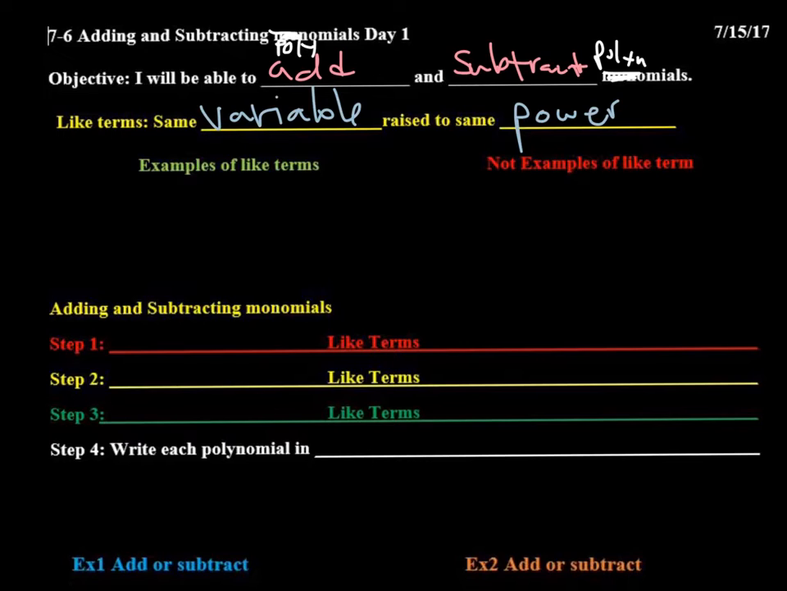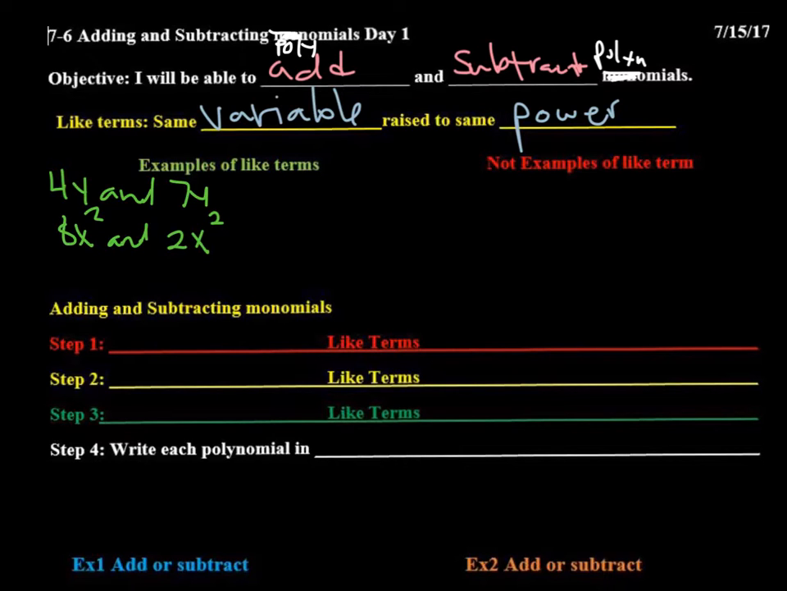So let me give you a few examples of like terms and non-like terms. An example of like terms are 4y and 7y, because same variable y and to the same power of 1. Another example would be 8x squared and 2x squared, because they have the same variable raised to the same power.